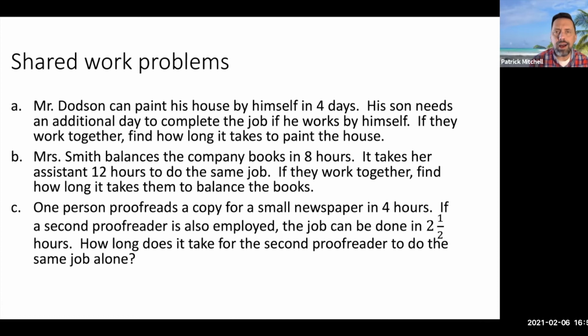And then I want you to think at some point about letter C. Is letter C like letter A and letter B? One person proofreads a copy for a small newspaper in 4 hours. If a second proofreader is also employed, the job can be done in 2.5 hours. How long does it take the second proofreader to do the same job alone? All right, so let's go over to the tablet.